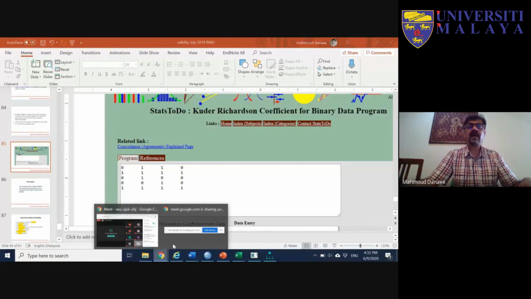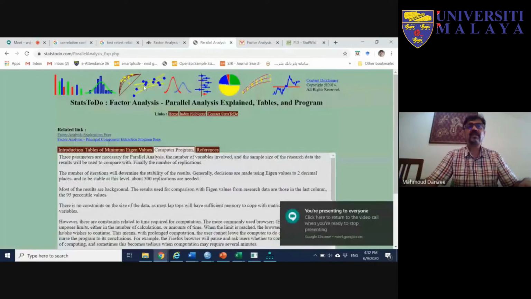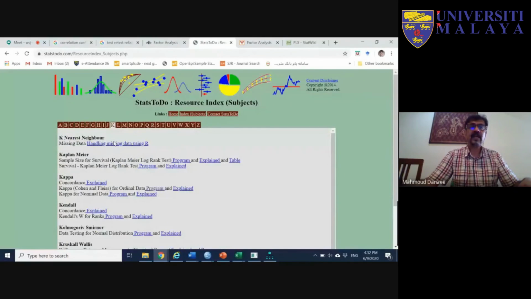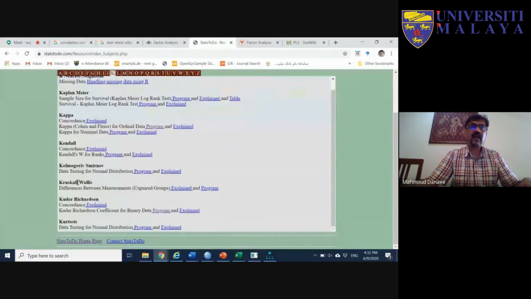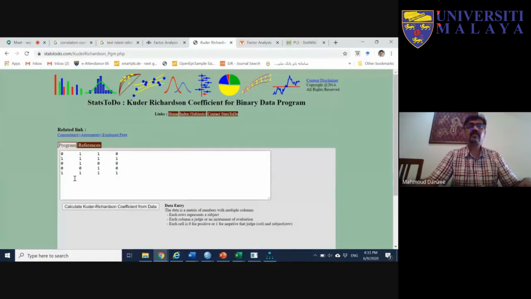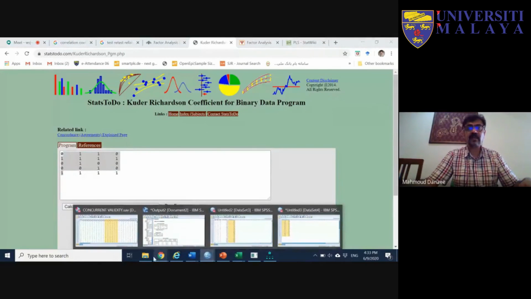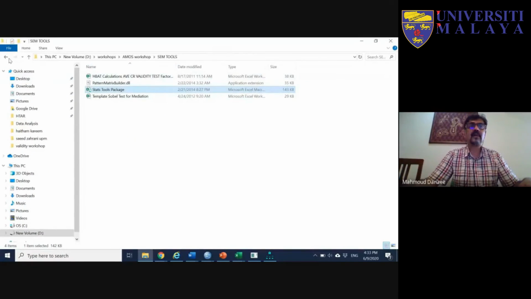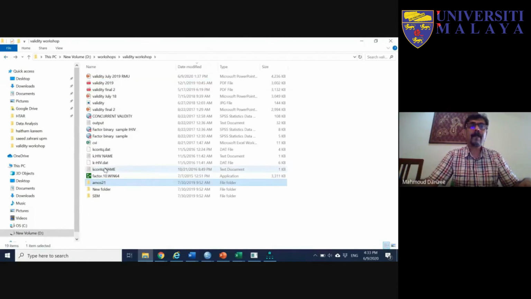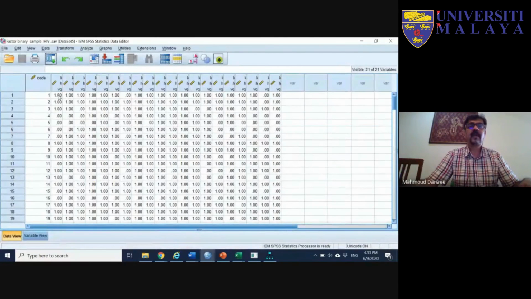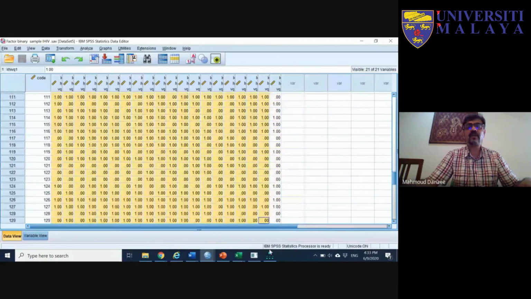So again, if I go back to the software, index, and then go to the K, under K, as you can see here, we have Kuder-Richardson. So you go to the program. As you can see here, for example, here I have 4 items, 0, 1. So you just copy paste your data. Let me show you another example. Suppose that I have these items, all of the items are 0, 1.